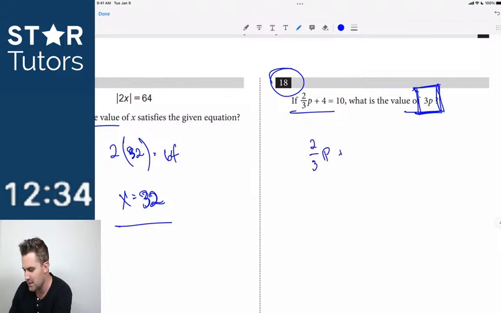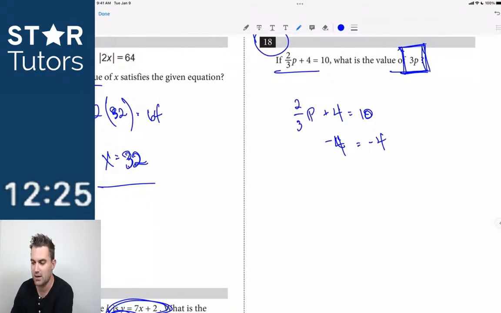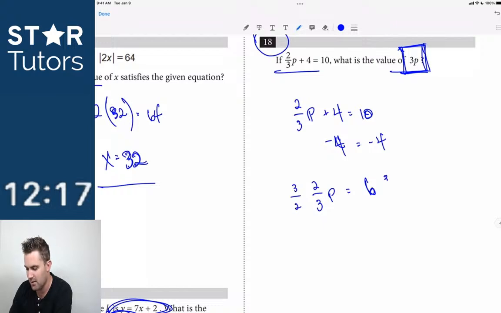Even if you can do this stuff in your head, guys, don't be too proud to just write this stuff out. Don't have too big of an ego saying, oh, I can do it all in my head. That's fine if you can, great, but you don't get any bonus points for that. So why not just write it out, especially if you know you have enough time. Multiply by 3/2 on both sides. What do we get? P is equal to 18 divided by 2, so P equals 9.